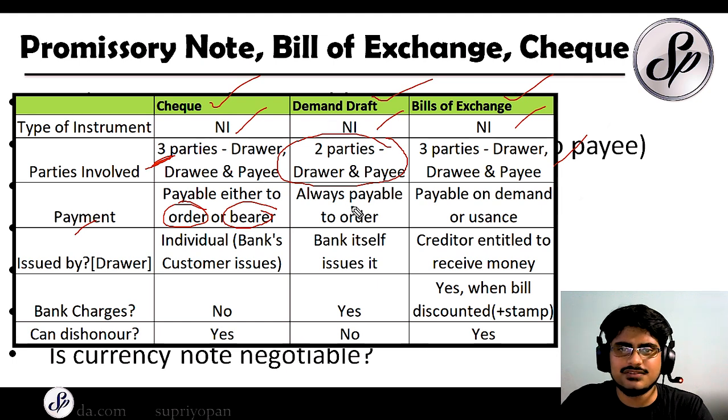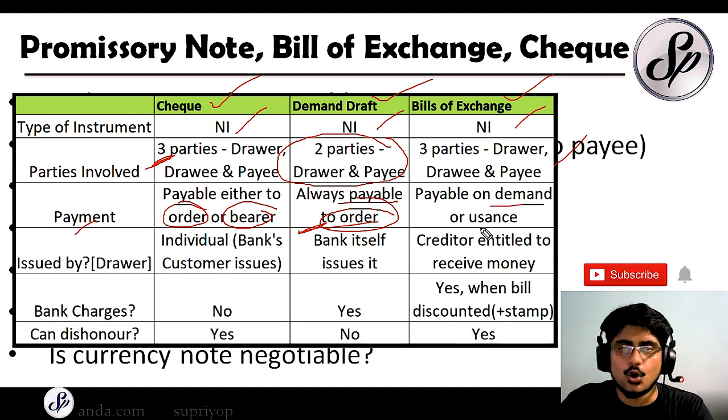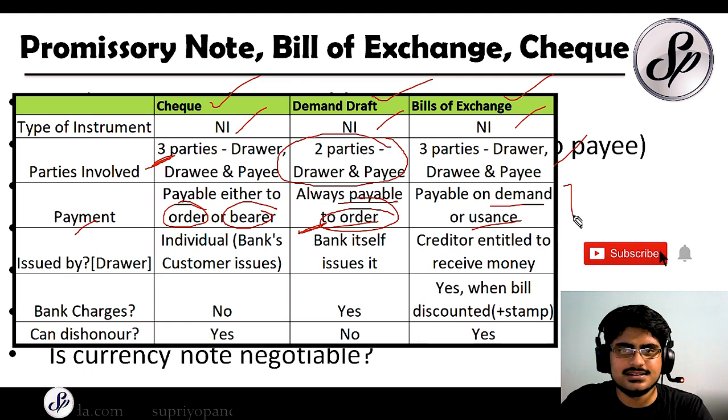For the demand draft, it is always payable to order. Now this is very important. This is the reason why a demand draft is one of the safest things. Apart from the thing that it cannot be dishonored, now it has always got to be paid by order. So this means that the person who is named on that demand draft will always get the money. So any other person cannot get the money. And the bills of exchange, they are payable on demand or usance. So we have already discussed these things.